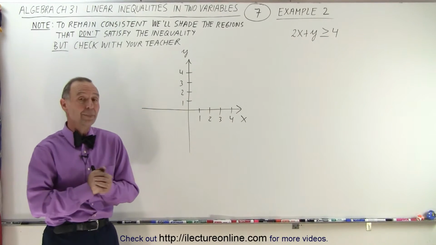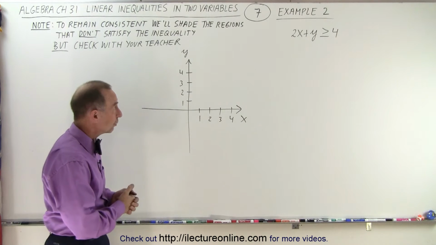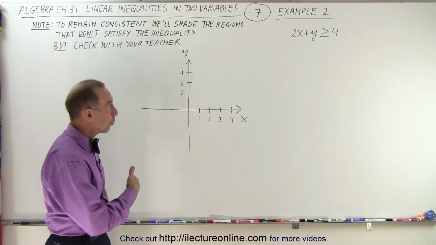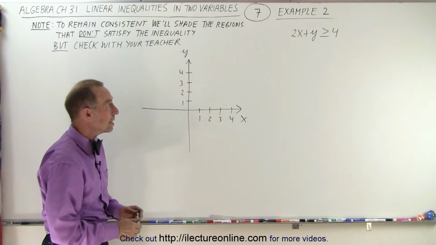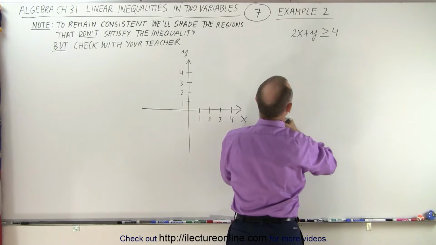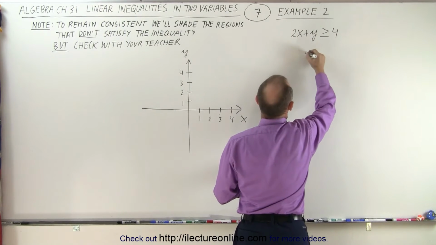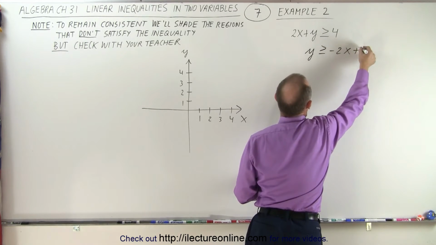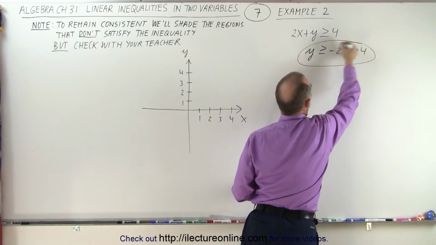Here's our second example of how to solve inequalities in two variables. So first, again, we're going to put it into the format y equals mx plus b. In this case, of course, we have a greater than symbol in there, but the format will be the same. So we move the 2x to the other side. We get y greater than or equal to minus 2x plus 4. So now we have it in the proper format.